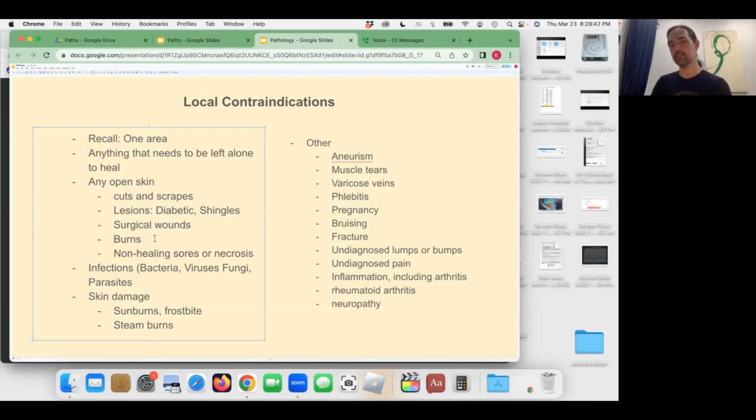Local contraindication: burns. You may not think of burns as the skin being open, but it is. The skin is compromised for sure. The exterior of the body is open.